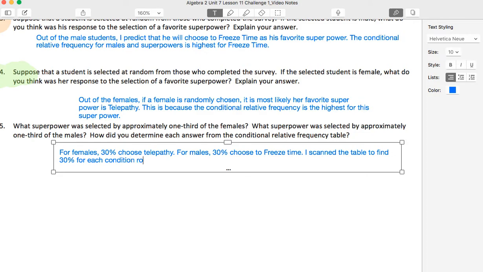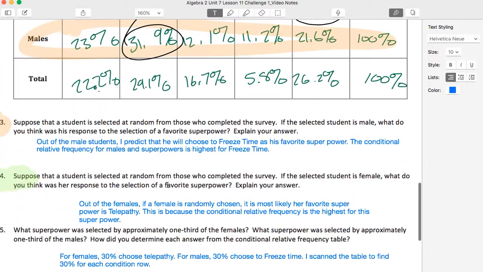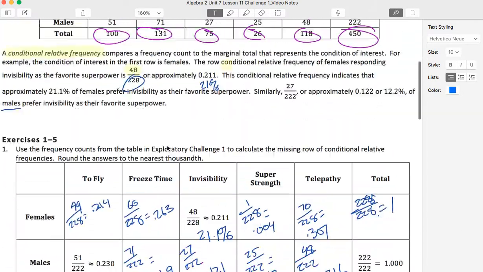Rows go this way. Rows, columns, rows. All right. This was the first exploratory challenge problem out of a few of them. And so bring this work in, bring your tables in, because you're going to be using these tomorrow as well.